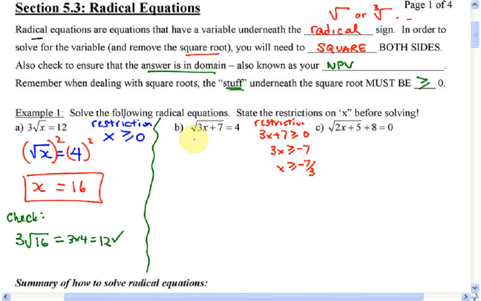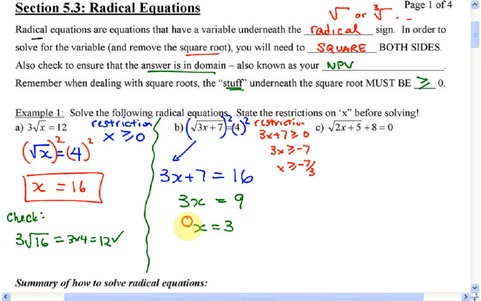How would I solve this question? To get rid of the square root, I will square both sides. And if you square both sides, on the left side, you just get 3x plus 7. And on the right side, what's 4 squared? Just 16. Okay. Simple algebra. Let's go ahead and continue to solve. We'll subtract 7 off of both sides. That equals 9 on the right-hand side. We'll divide both sides by 3, so x equals 3.